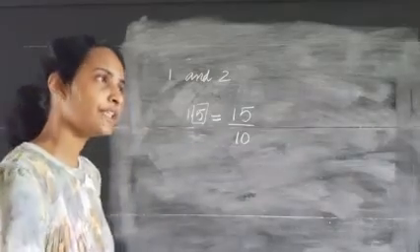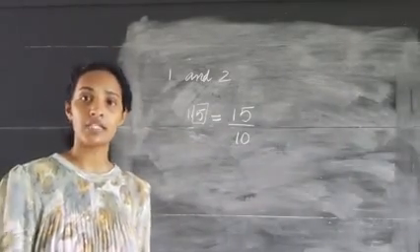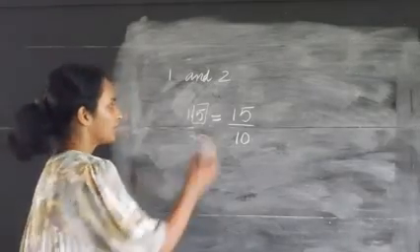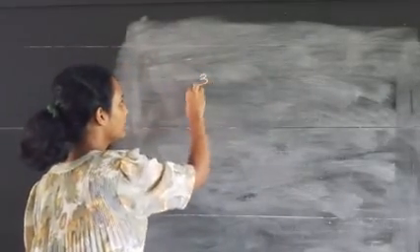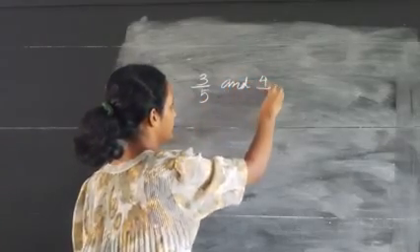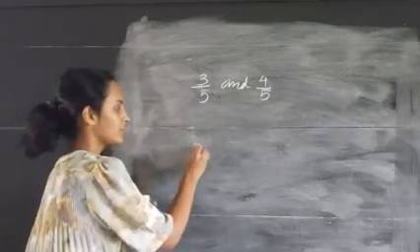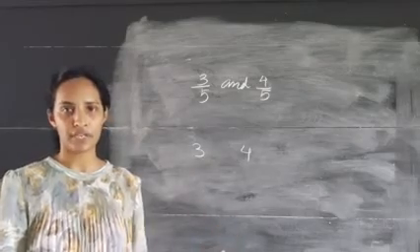Now, look here. Now, sometimes the numbers are such that we cannot find any number between them, okay? So, for example, if the numbers that are given to you are 3 by 5 and 4 by 5, what do we do? When it was 3 and 4, you can find out any number between 3 and 4.